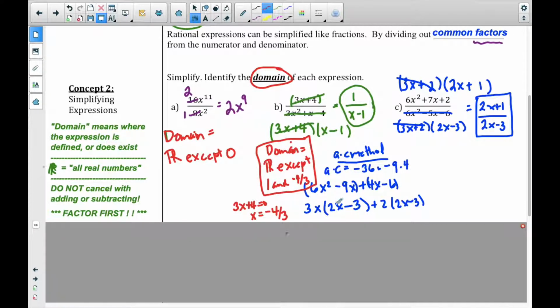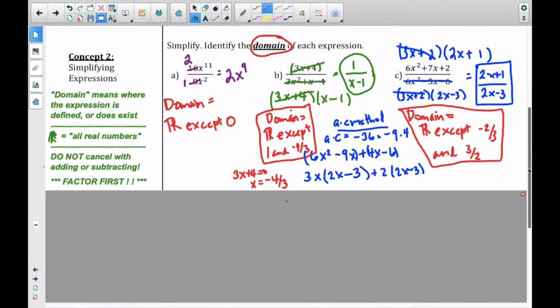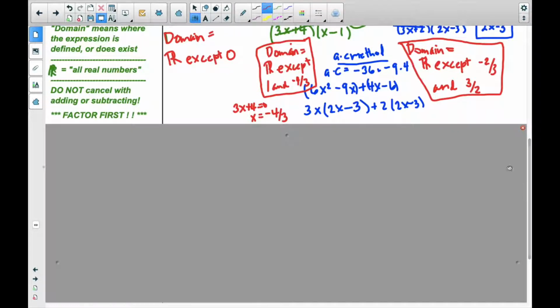Take a second and look at example C and decide what you think the domain is going to be. It's going to be all real numbers except what? Okay, on letter C, the domain is going to be all real numbers except negative 2/3. I got that one from what I crossed out. And positive 3/2. I got that one from the one that's still left there. Because if I plugged in either one into the original problem, I would have a 0 in the denominator. Of course, we know we can't have a 0 in the denominator, and so those are the exceptions. They are not part of the domain.